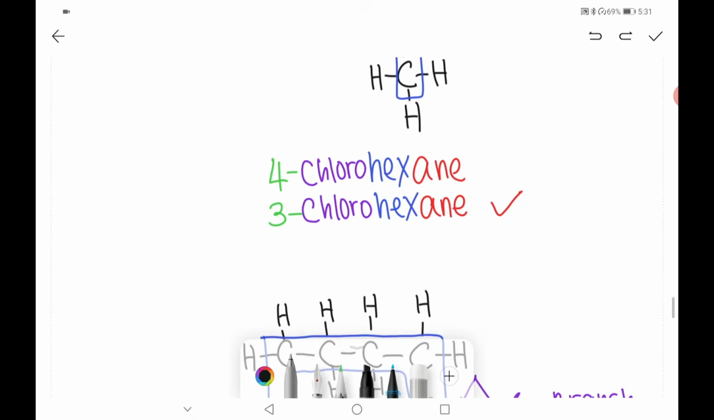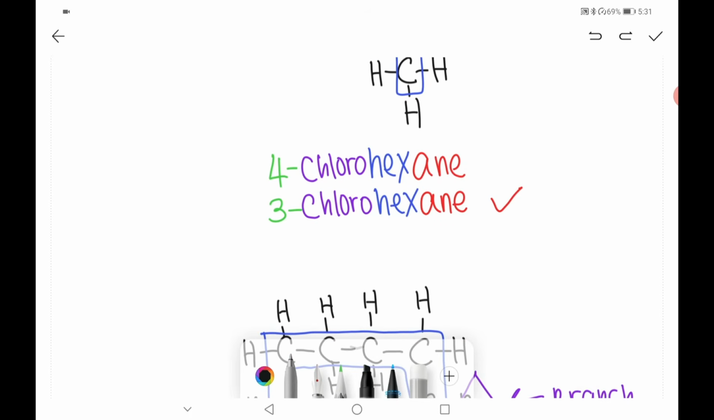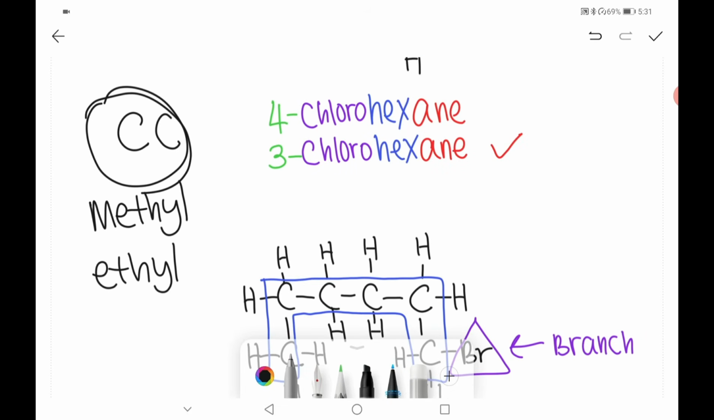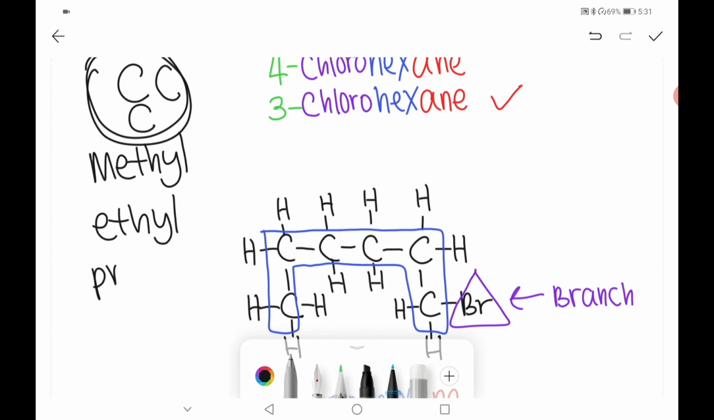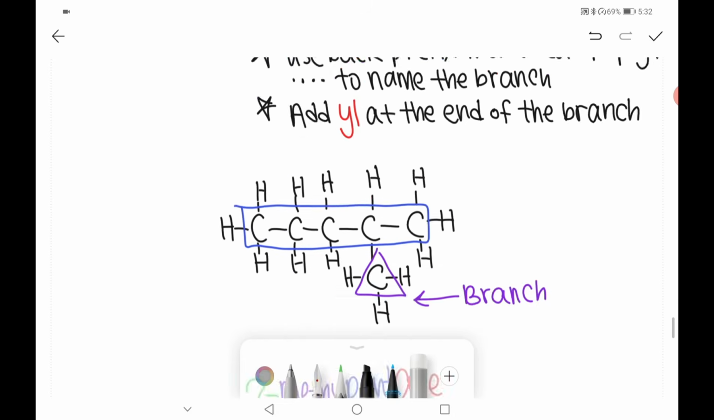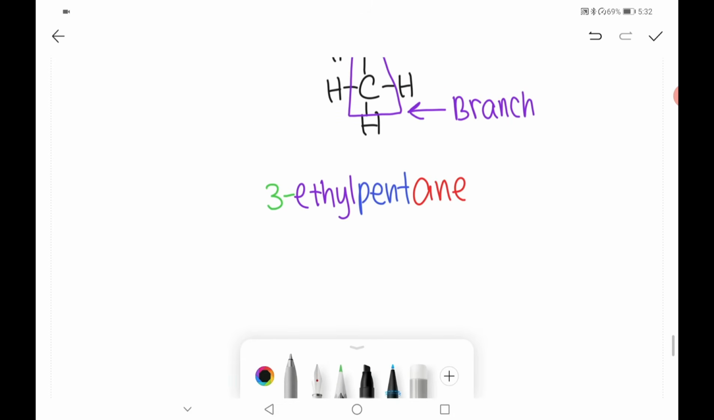If your branch is carbon, if your branch has one carbon, it's meth. Add the word YL, methyl. If your branch has two carbon, it's eth. Add YL, ethyl. If your branch has three carbon, three carbon is prop. So when there is a carbon branch, add YL, propyl. So remember, for a carbon branch, you must add YL in the name. Okay, this is what you need to know.